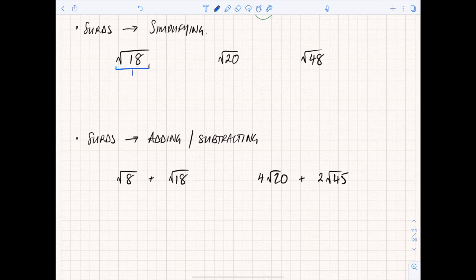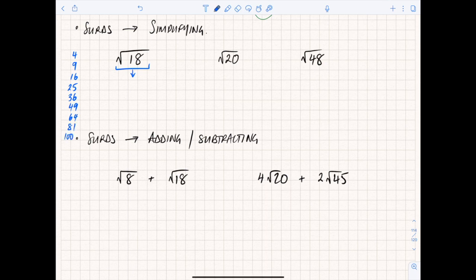Root 18 is a surd because there is no square root of 18. So what you're trying to think about is what numbers multiply to give me 18 that are square numbers. Square numbers are 1 times 1, which is 1, so there's no point in using that. 2 times 2, which is 4. 3 times 3 is 9. 4 times 4 is 16. 5 times 5 is 25. 6 times 6 is 36. 7 times 7 is 49. 8 times 8 is 64. 9 times 9 is 81. 10 times 10 is 100.